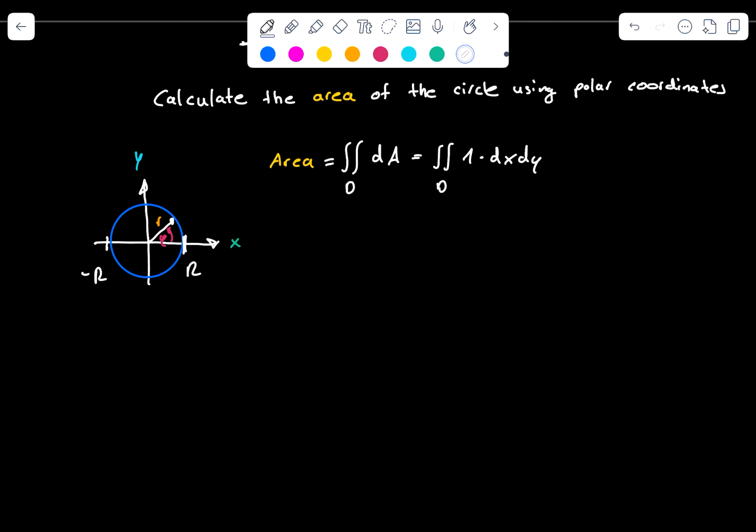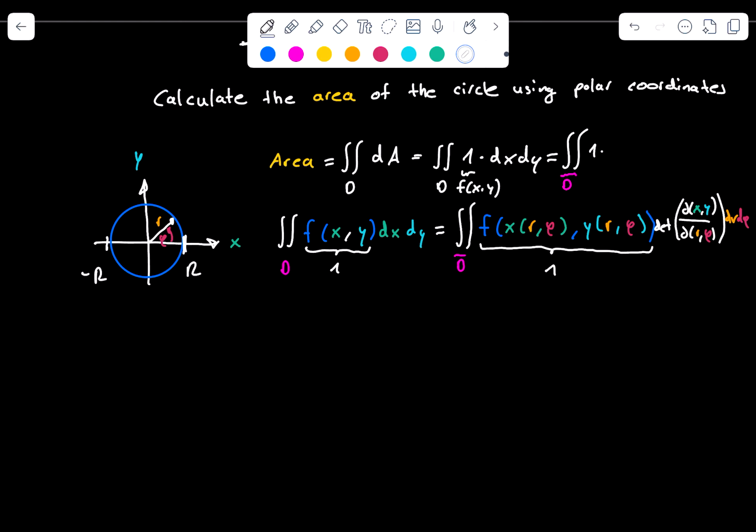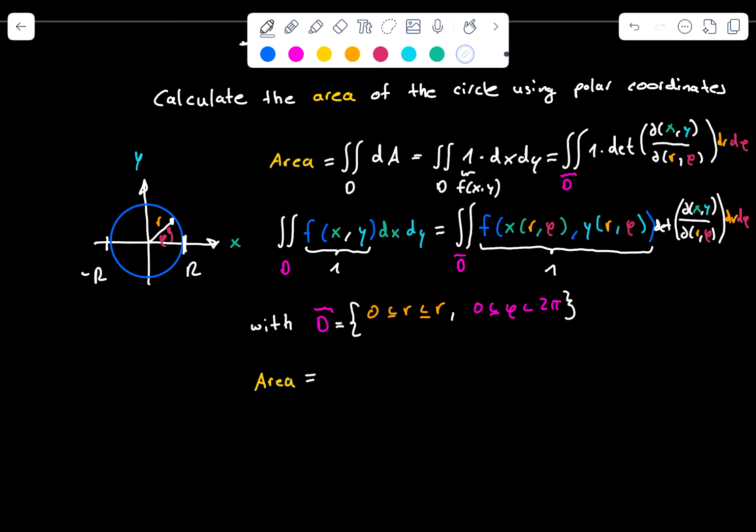In polar coordinates, we can use the transformations we derived earlier. Our function remains 1, as it's independent of r and phi. Now we set up the integral with the scaling factor from the Jacobian, which is r. So our area integral becomes the double integral of r with respect to r and phi.